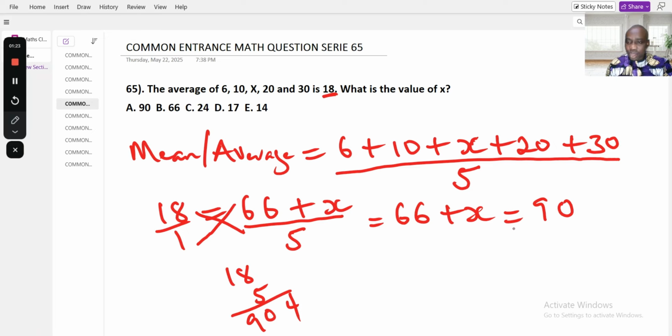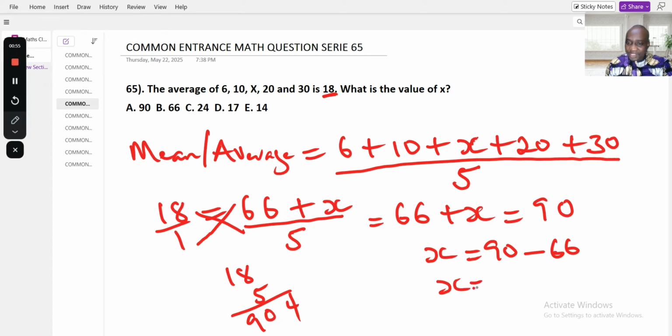What is the next thing we are going to do here? We are going to collect like terms so that the s will stand alone. This 66 will jump to the other side of the equals sign to go and meet his brother there. Therefore, x equals 90. What's behind this 66? If there is nothing there, it means that there's an invisible plus there. When the 66 jumps to the other side of the equals sign, it is going to change the plus to minus.